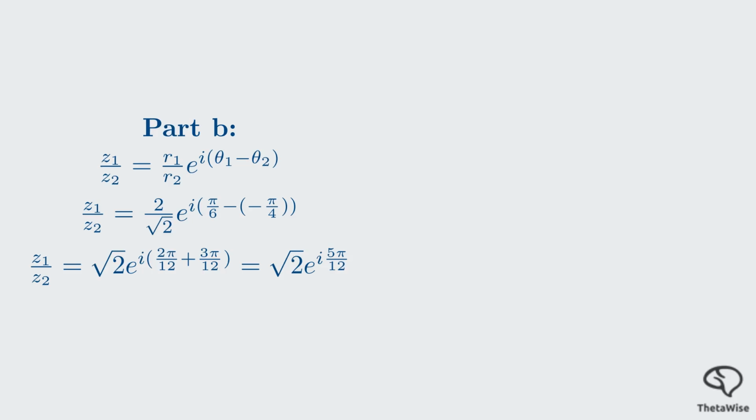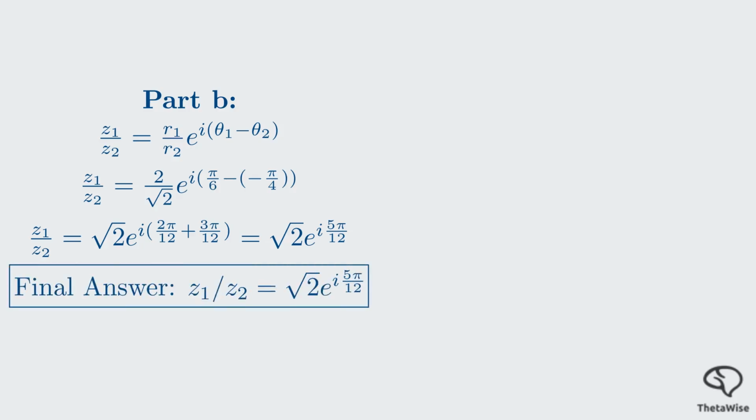For the exponent, we find a common denominator of 12. 2 pi over 12 plus 3 pi over 12 gives us 5 pi over 12. The final answer is z1 over z2 equals root 2 e to the i 5 pi over 12. This approach is much faster than multiplying the top and bottom by the conjugate in Cartesian form.